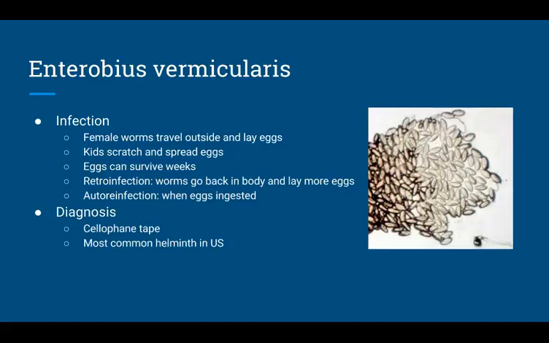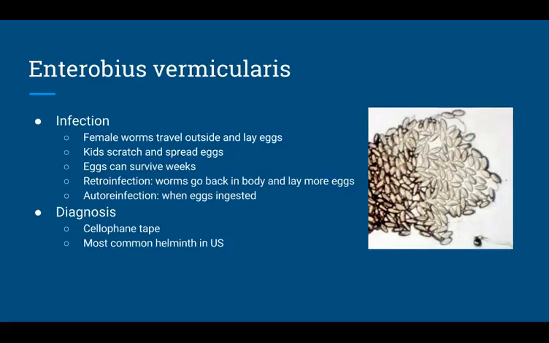procedure, and it's recommended for the parent to collect this before the child wakes. What they do is take a piece of clear tape and stick it to the child's anus, and then bring that piece of tape to the lab, and we look for the eggs. At night, the females will go on the outside of the anus, and they can lay up to 15,000 eggs.